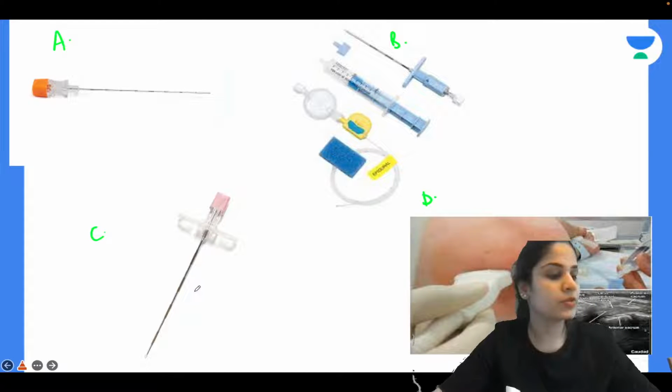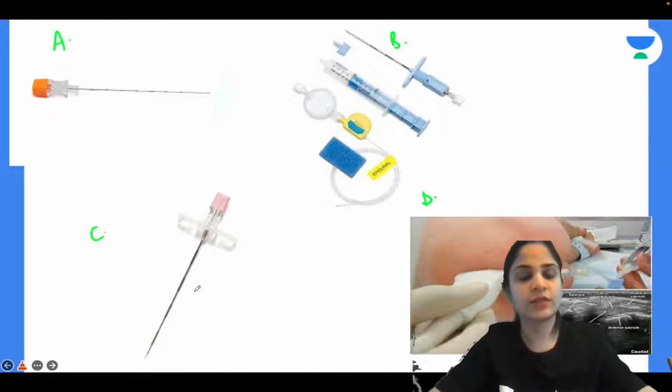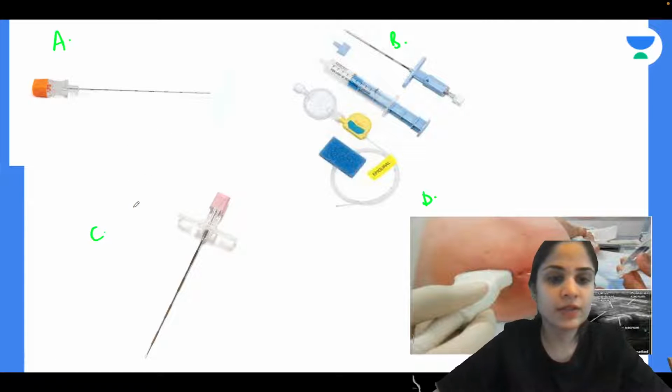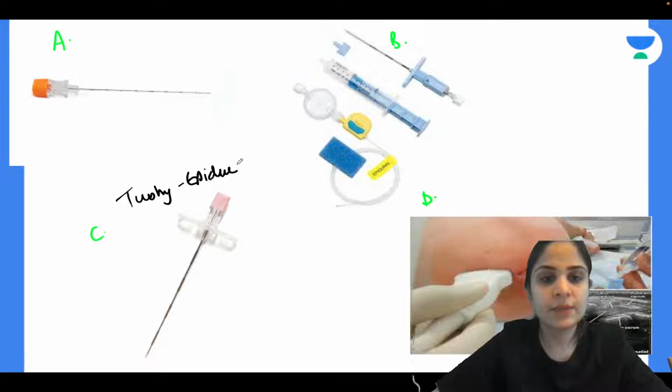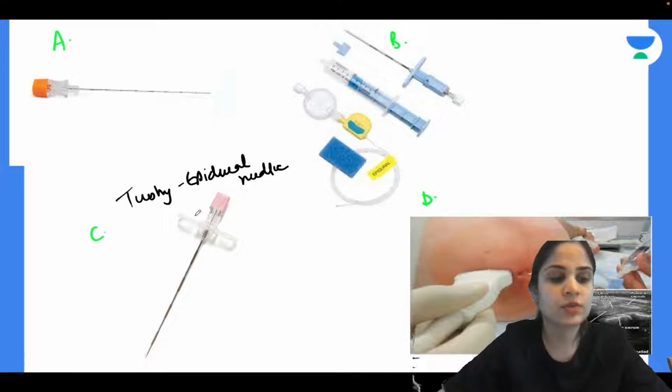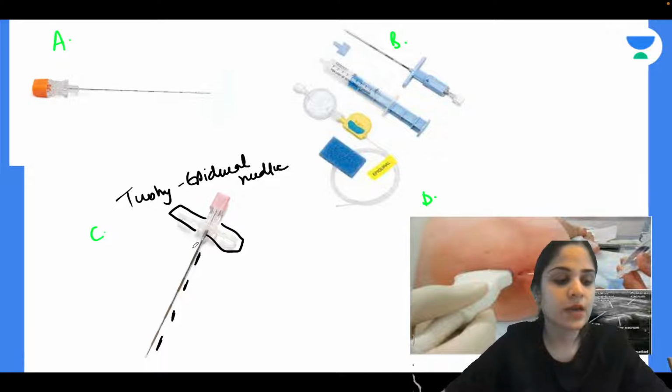Alright, very good Manoj. So the picture C that you can see over here is the Tuohy needle. This Tuohy needle is also commonly called the epidural needle, correct? So how do you identify the Tuohy needle? First of all, there are 2 things that will help you in identification of the epidural needle. The first one that you can see over here is the presence of this flange or the presence of this wing. The second thing you can identify is alternate light and dark markings that you can see on the needle. So this is how you identify the Tuohy needle or the epidural needle.